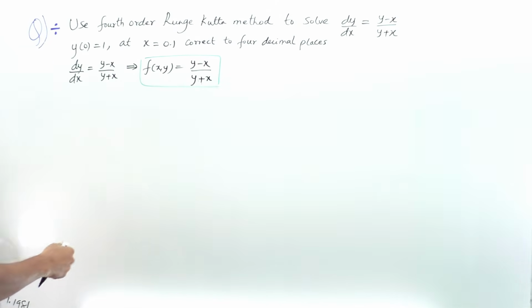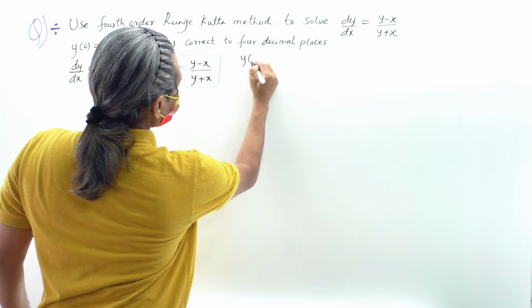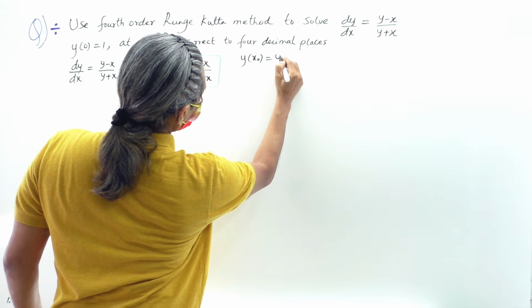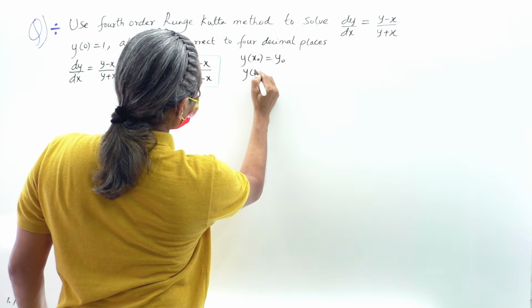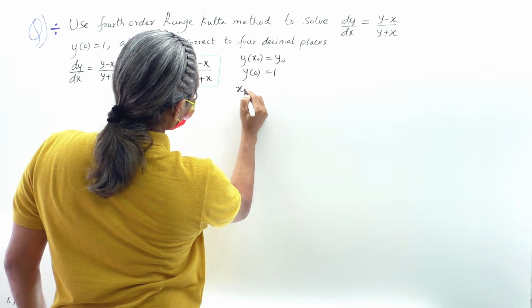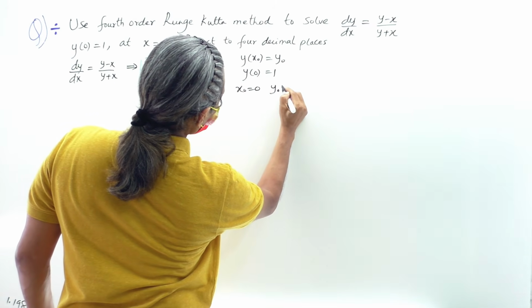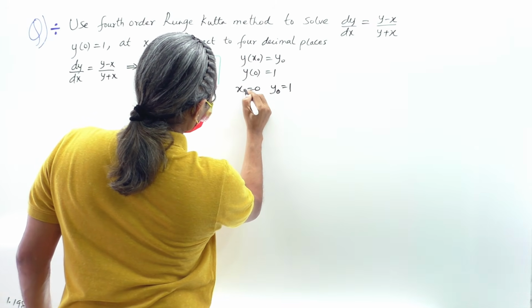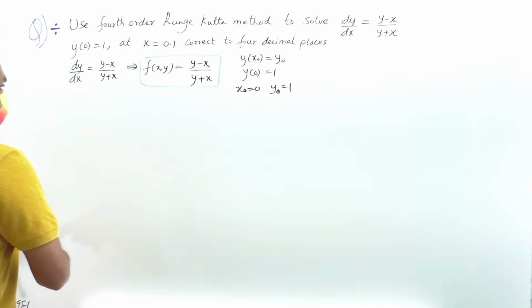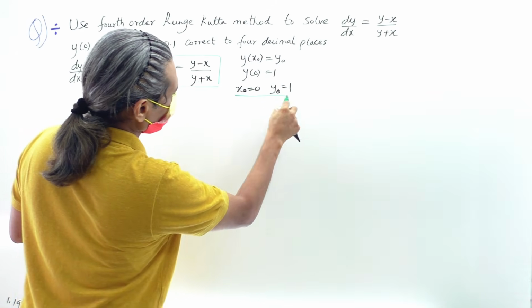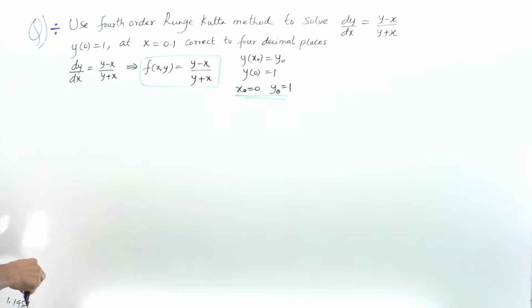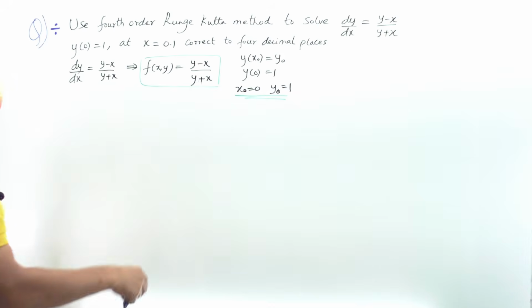Now what's given here? y of x naught is equal to y naught has to be given in any question. So y of 0 equals 1, that means x naught is equal to 0 and y naught is equal to 1. They have given the values of x naught and y naught. Am I right? Next, we need to find h.